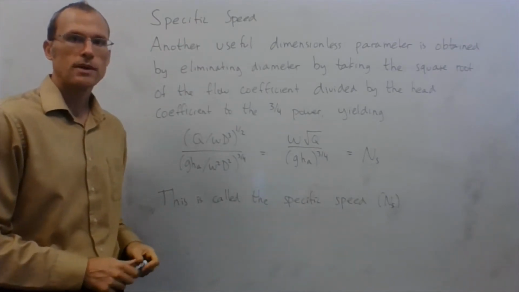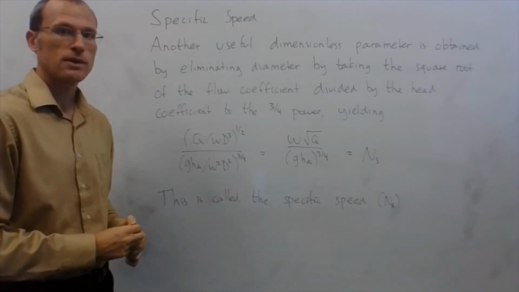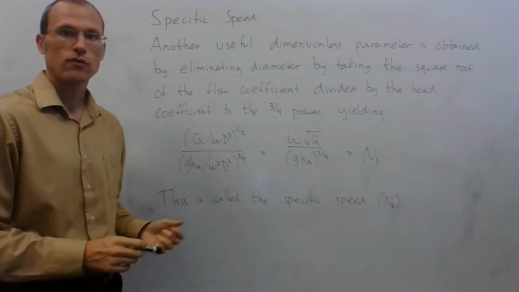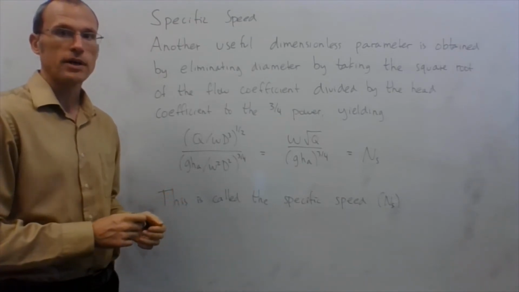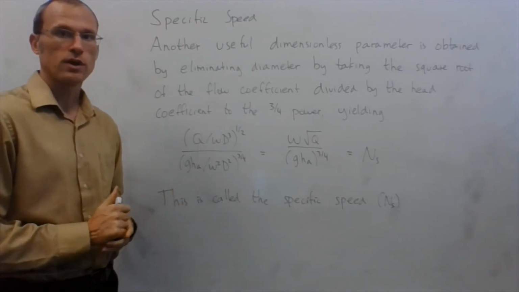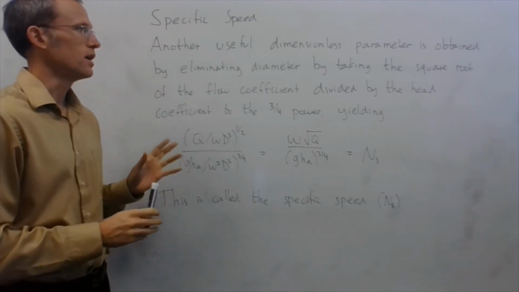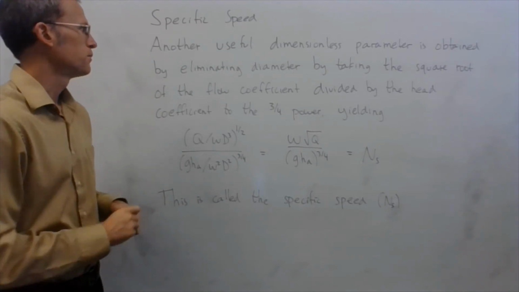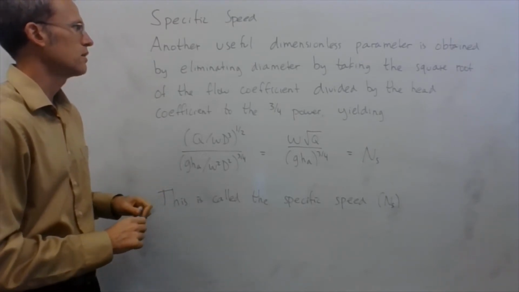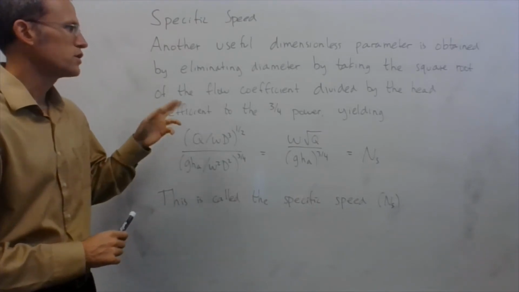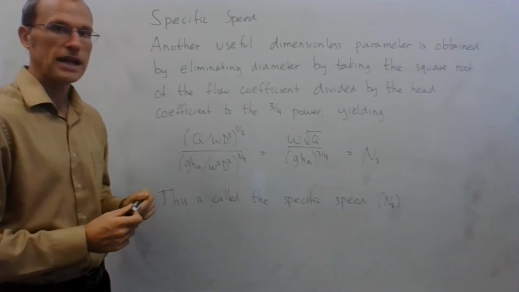We can get another dimensionless parameter that's useful by playing with some of these other dimensionless variables. You may remember from when we did dimensional analysis, all these variables aren't unique. I can make some out of others by multiplying them, dividing them, doing whatever else I need. So I'm going to take the square root of the flow coefficient and divide it by the head coefficient to the 3/4 power. That's going to get rid of diameter.